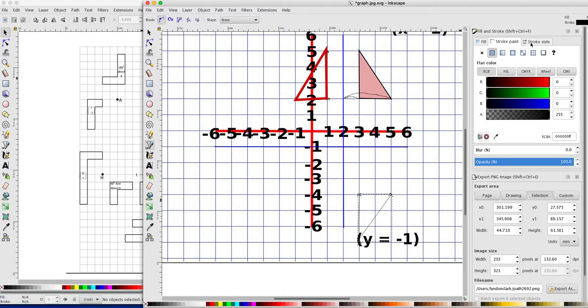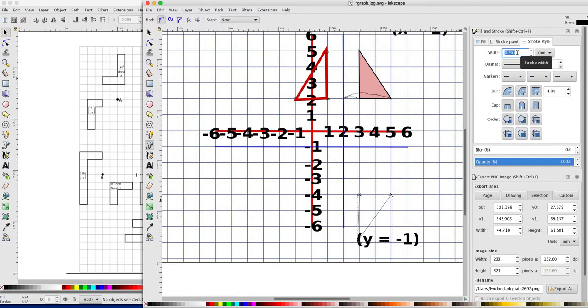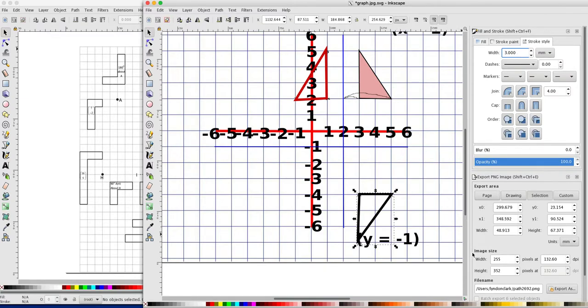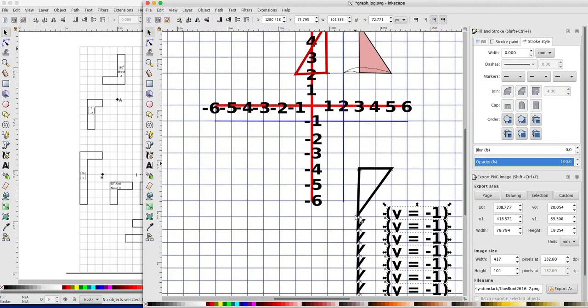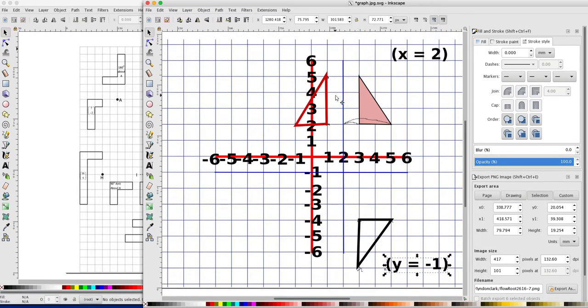I'll just make it a bit thicker so we can see it. Okay, that's our shape down there for y equals -1. Now the y equals -1 is talking about this line here that goes through -1 on the y. Remember, this one here is x equals 2. Okay, so that's how to do reflection.